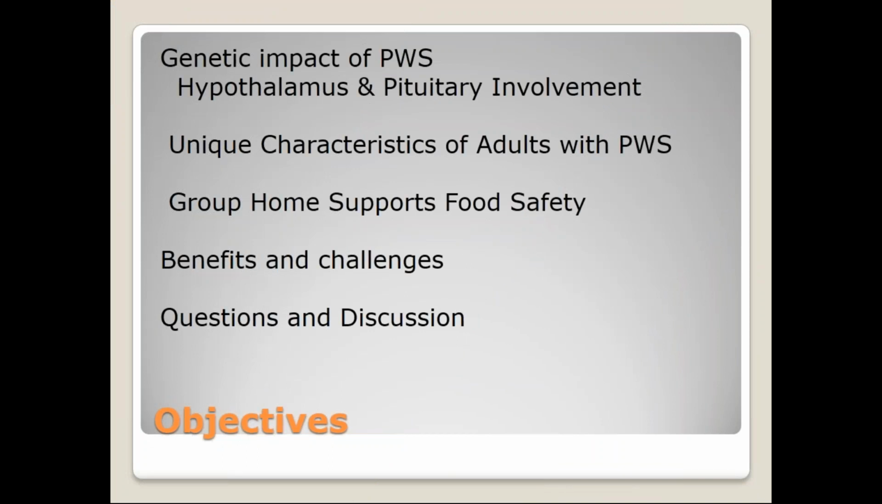Today's objectives: I'm going to go over the basic genetics and how the hypothalamus and pituitary involvement drive folks who have Prader-Willi syndrome into certain characteristics. Now, having Prader-Willi syndrome doesn't mean that I have no other characteristics. Everybody is a person. However, there are some very specific things that have to do with eating and eating drives that are uncontrollable with folks who have Prader-Willi syndrome. So we have to have food safety and certain group home supports for folks with PWS. There are benefits and challenges, and then, of course, we'll have questions.